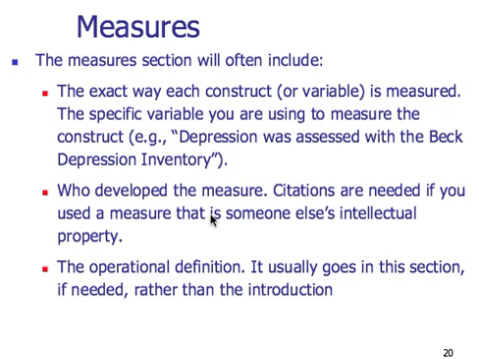You want to say who developed the measure, and citations are definitely needed if you chose to use a measure that is someone else's intellectual property. Students often ask, well, what if I made it up myself? Well, you can either write that you wrote the questions yourself, or find some way to indicate that it wasn't somebody else's work. You can probably get away with not writing it in a published report if you wrote the measures yourself, but as a student, it's probably a good idea to say that you developed the measures yourself, if you did.